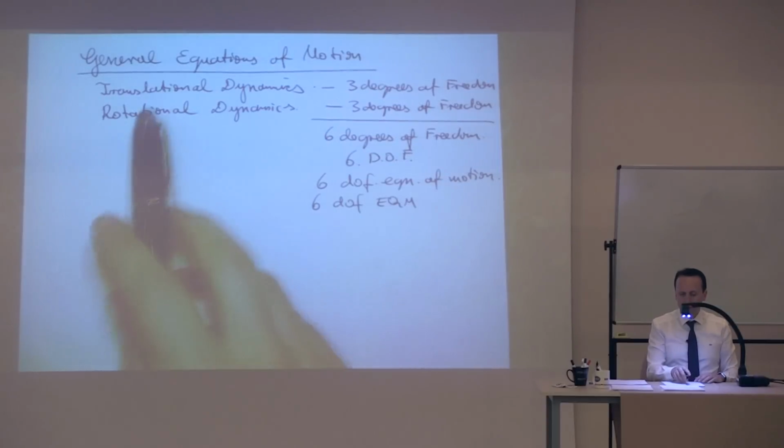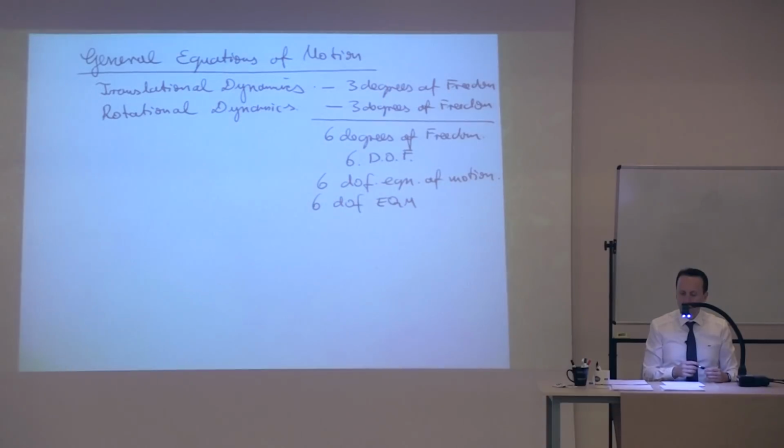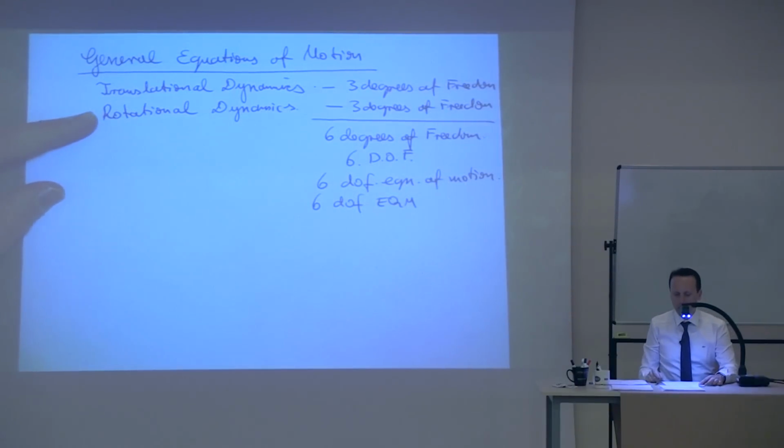As I said, 3 translational dynamics, 3 equations here, and 3 rotational dynamics. So 3 degrees of freedom here. So basically, you will have an aircraft that can do this, right? This and this. 3 equations in translational dynamics, and you can do roll, pitch, and yaw, and those would be the 3 rotational dynamics. And if you add them together, that gives you 6 degrees of freedom.